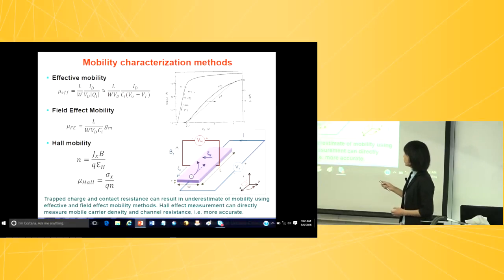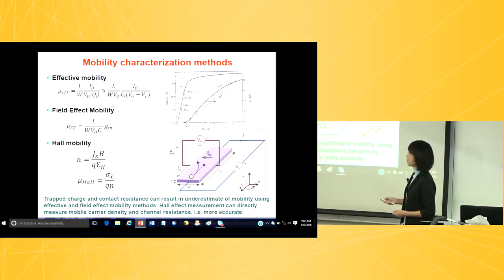The limitation of these first two methods is that if there is a large amount of traps in the semiconductor or in the 2D materials, this can overestimate how much charge is in the inversion layer, because not only the mobile carriers are going to be accounted for, but also the trap charge will be reflected in the total count. So we will overestimate the carrier density and underestimate the mobility.